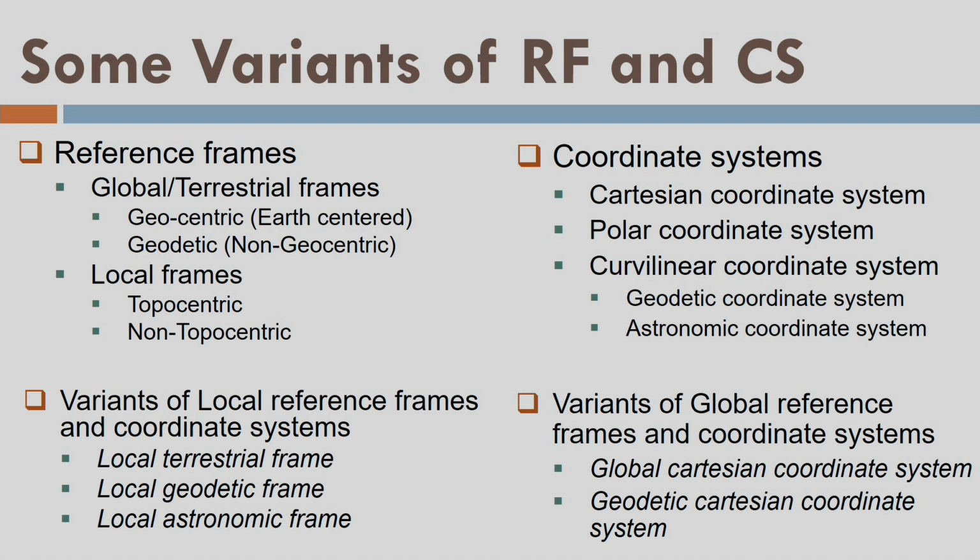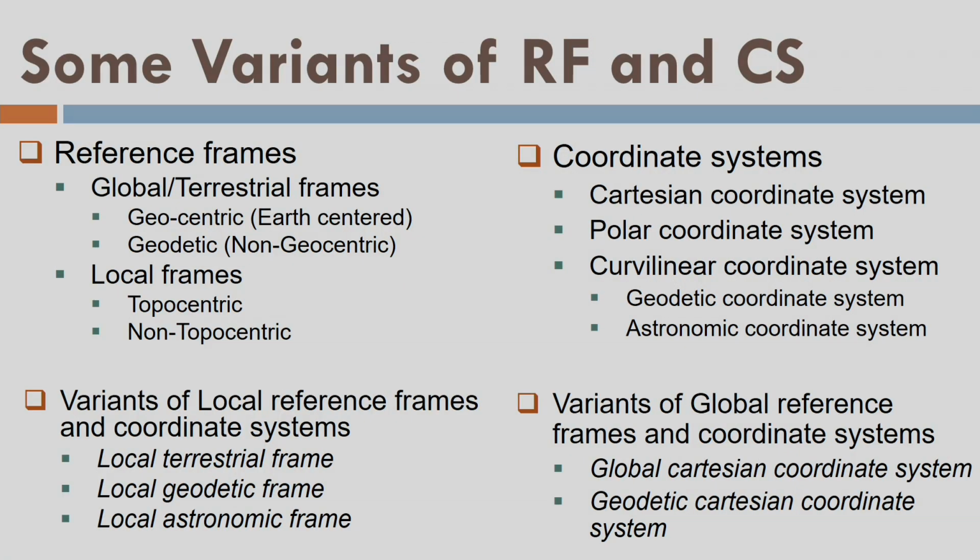Then we have coordinate systems, which we have already explained in detail. Then we have variants of global reference frames and coordinate systems. That means I am combining different coordinate systems with different frames. So I can say global Cartesian coordinate system, I can also say geodetic Cartesian coordinate system, and so on.